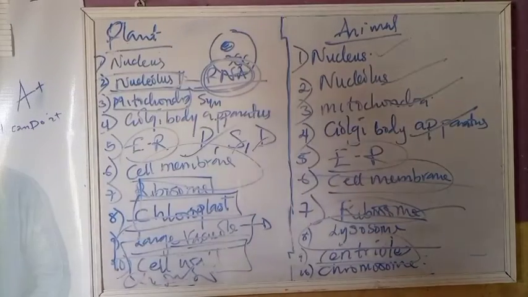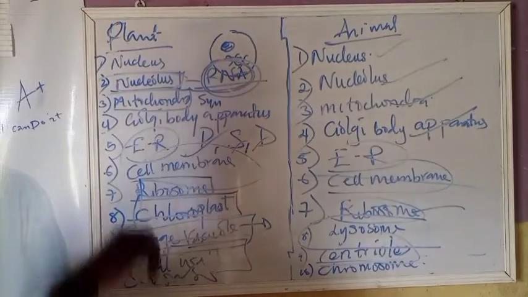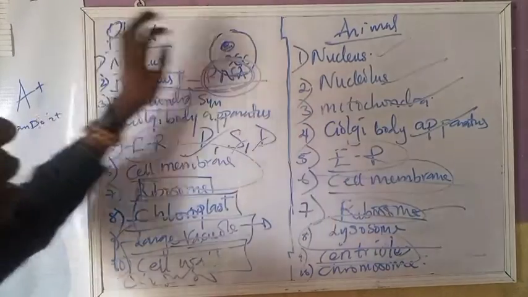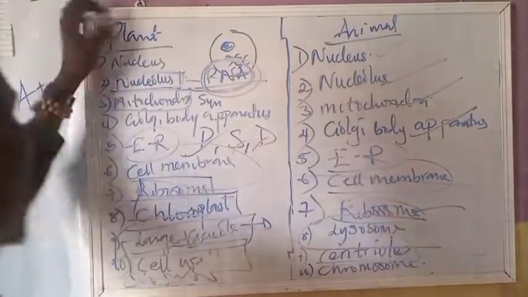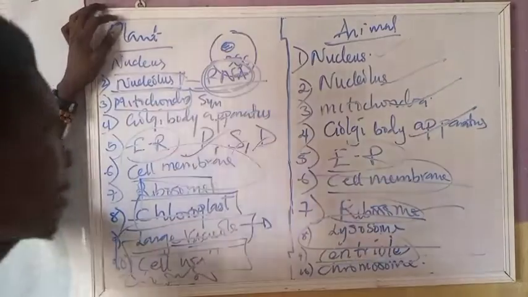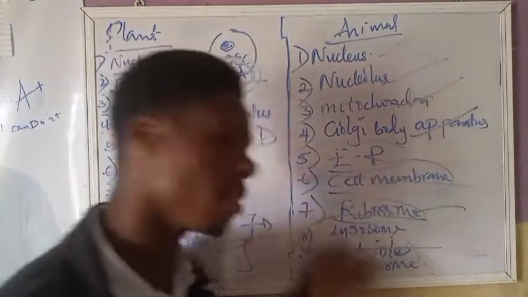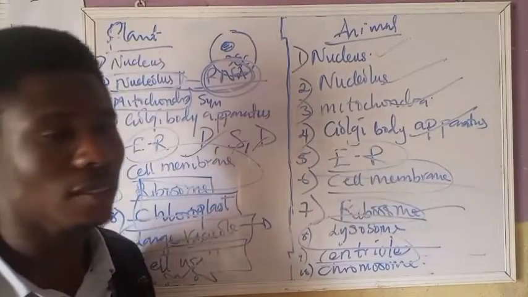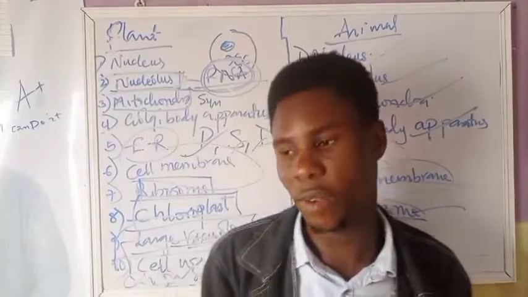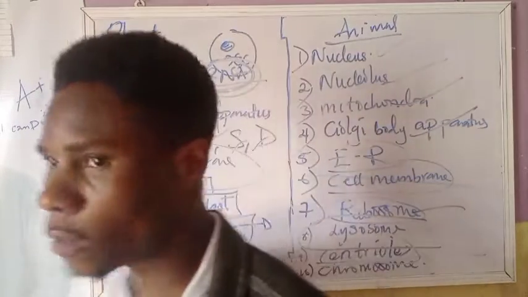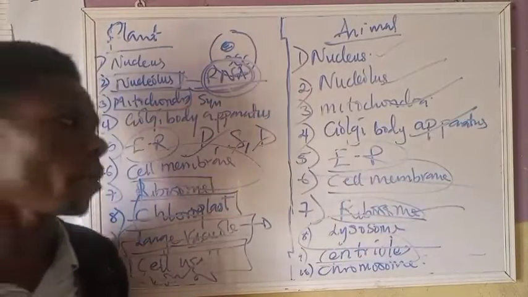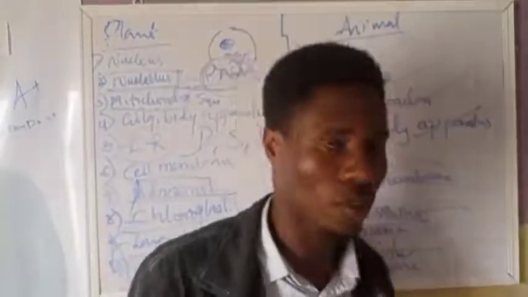A lot of differences. Plant cell has no lysosome, animal cell has lysosome. Plant cell has no centromeres and centrosome. Animal cell has centromeres and centrosome. Have you seen it? So it is actually very, very simple. So this is everything about cell and everything you need to know about cell right from beginning to the end.